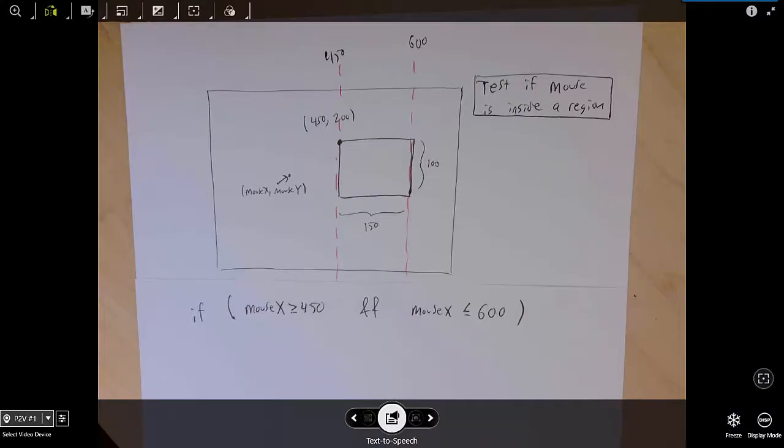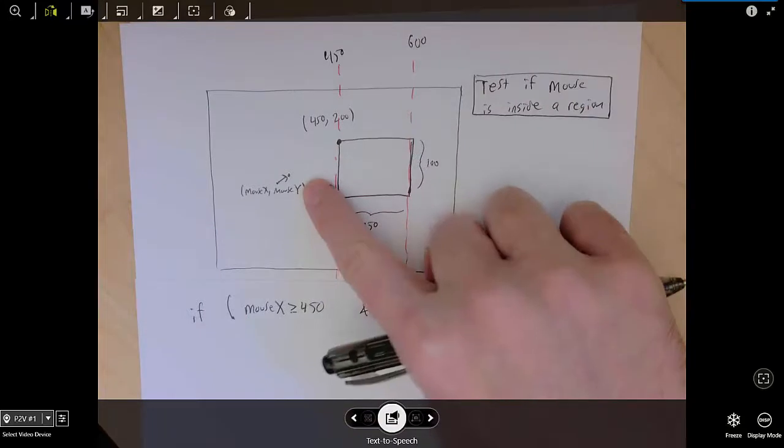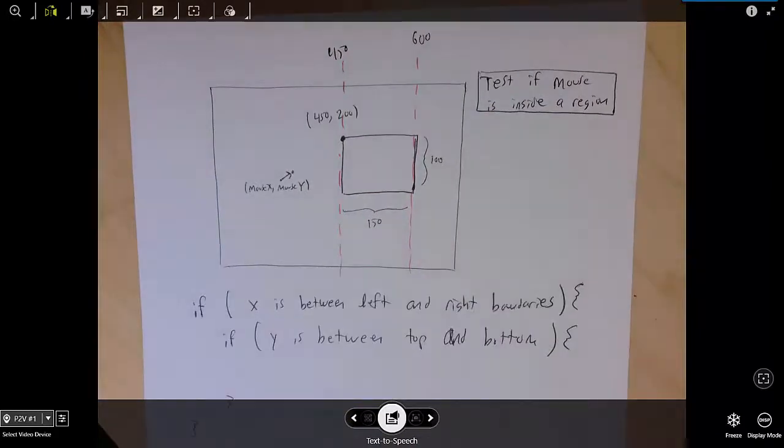So let's do that same thing for the y coordinates now. And why don't you try to do this whole thing all by yourself? So imagine, where are the two vertical positions? We want to know, is our y coordinate between the top and the bottom of the rectangular region? See if you can type that as an if statement. So I want to test if my y coordinate is between the top and the bottom.